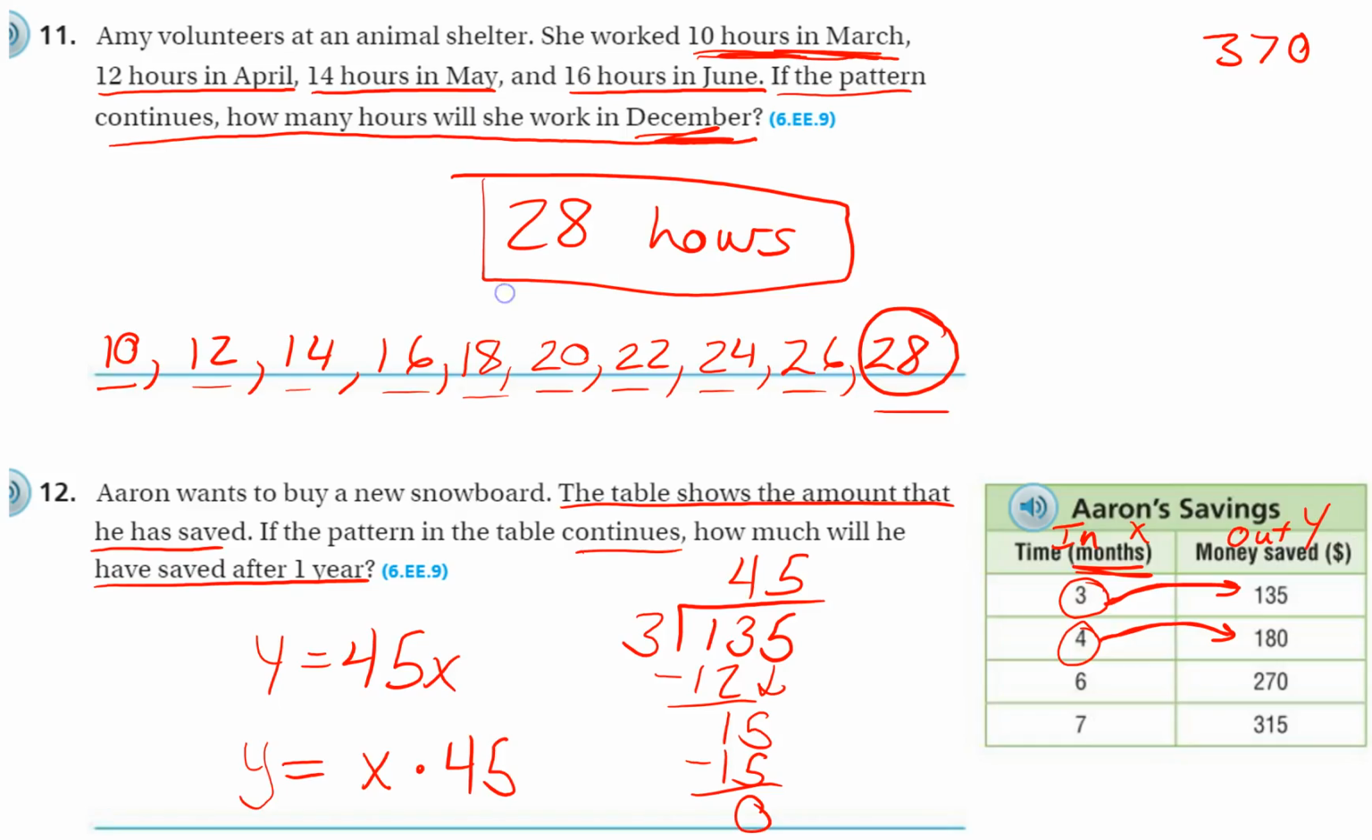And then, we're not done yet. Then it says how much will he have saved after 1 year? Well, 1 year equals 12 months. So now you just need to plug in 12 for your x and do that multiplication. So you're going to do 45 times 12 to solve and figure out how much money he has saved after a year, which would be 12 months.